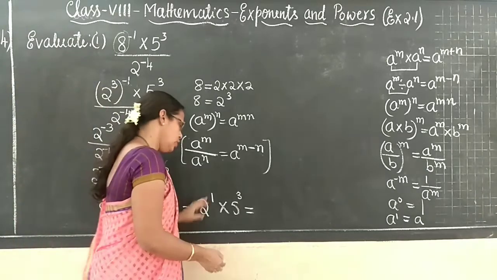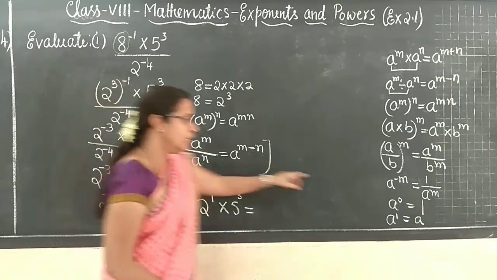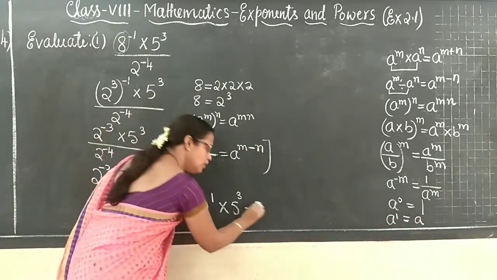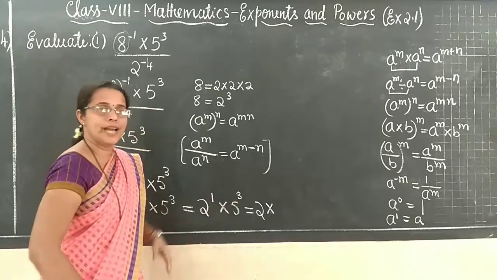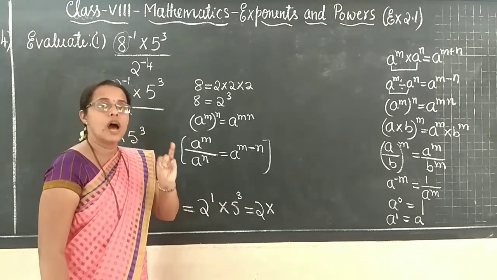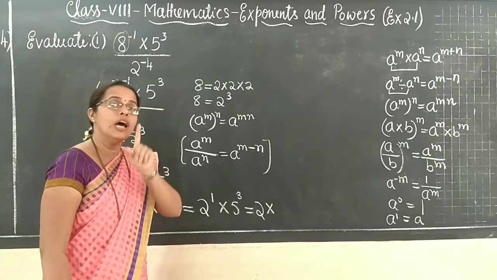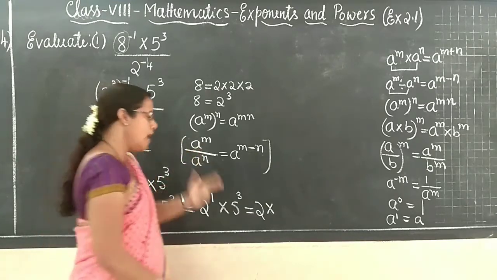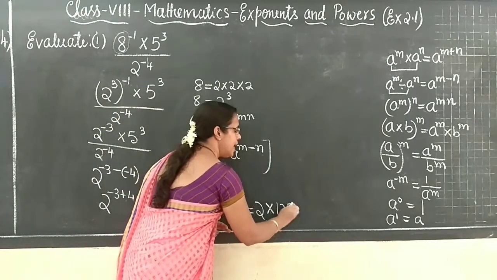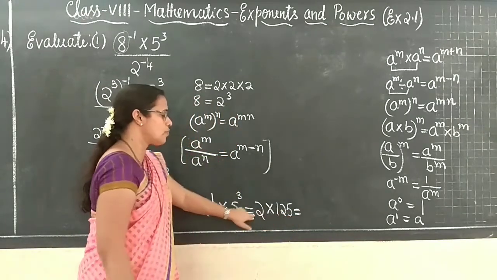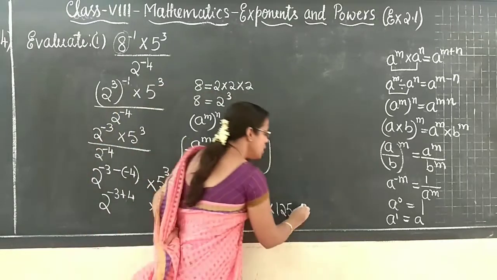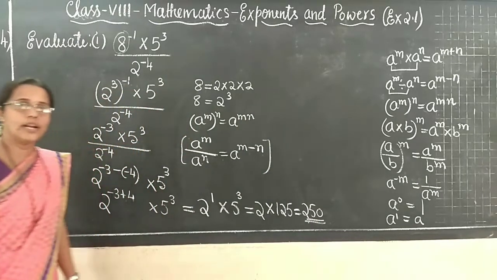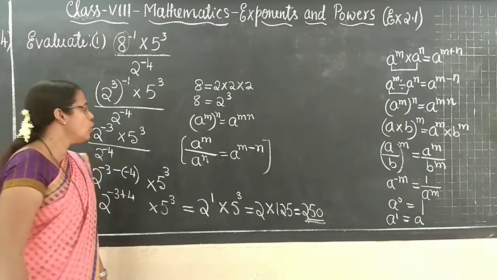Then 2 to the power of 1 is how much, children? A to the power of 1 is a, so 2 to the power of 1 means 2. And 5 three times: 5 fives are 25, 25 fives are 125. So 125 into 2; how much is 125 into 2? 250. So what is the final answer? 250. Okay, so we all understood.